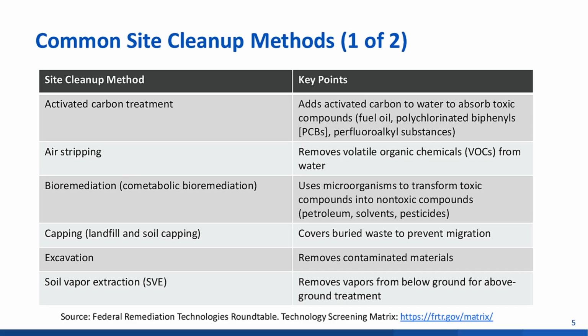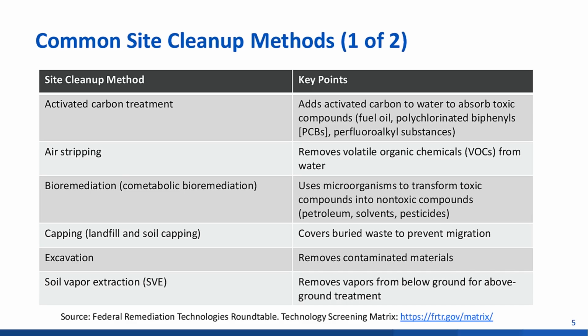Air stripping is a process to remove volatile or certain semi-volatile organic chemicals from contaminated groundwater or surface water. It is part of the pump and treat method, which I will discuss shortly. Bioremediation uses microorganisms to transform harmful substances into non-toxic compounds. Contaminants treated using bioremediation include oil and other petroleum products, solvents, and pesticides. Time is a factor to consider when using bioremediation because it can take a few months or multiple years to complete.